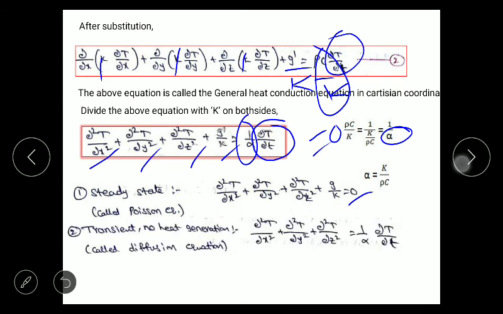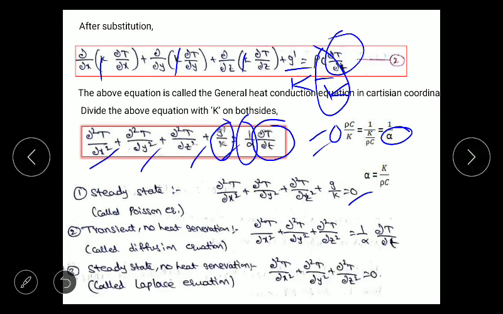Similarly, another case, when there is no internal heat generation and at the same time the process is not a steady state, it is a transient or unsteady state. As there is no internal heat generation, g dash will become 0. The remaining terms will be like this. Or if the body is in steady state but there is no internal heat generation, as it is steady state, at the right hand side dou T by dou t will become 0 and g dash will become 0. The only terms we remain with are these.